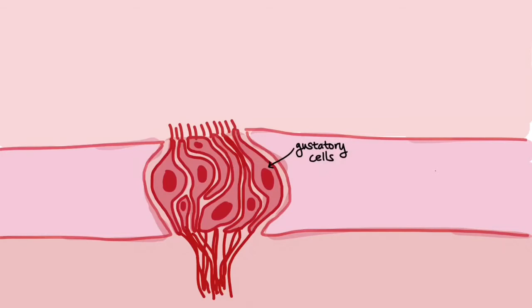Every gustatory cell projects a thread-like protrusion of the cellular membrane called a gustatory hair, which runs down to a taste pore, a small hole in the stratified squamous epithelium covering the taste bud and the rest of the tongue.